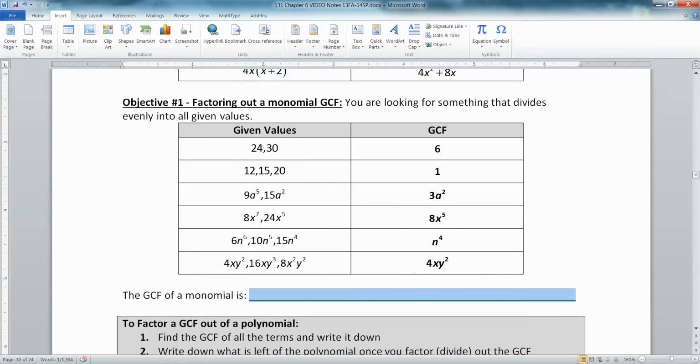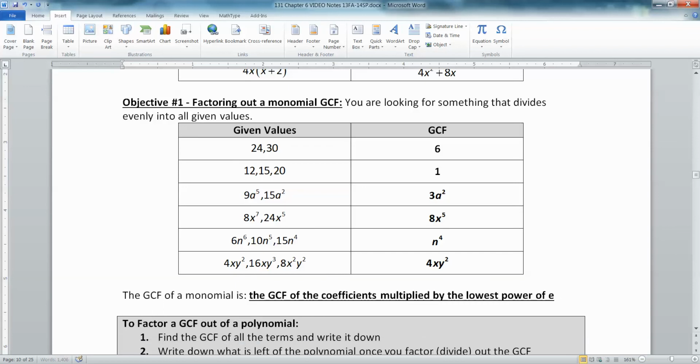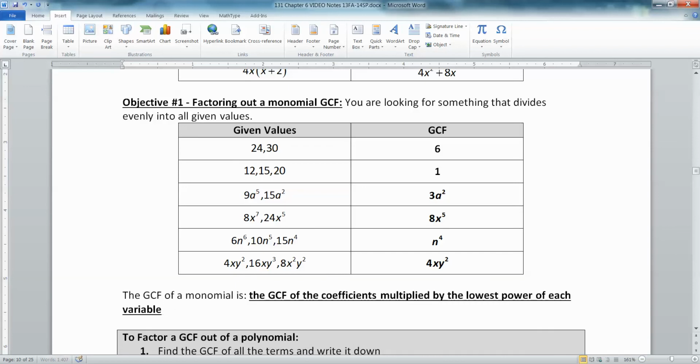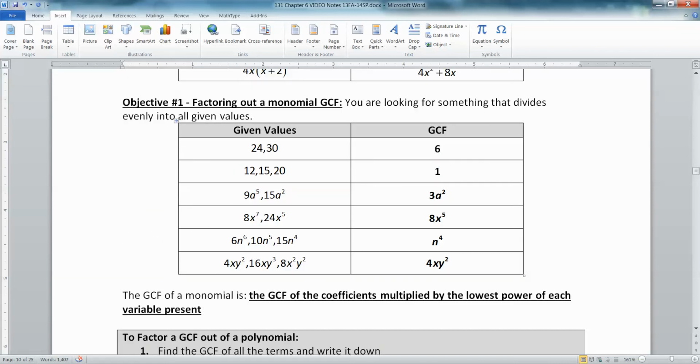So the GCF of the monomials, let's write this out, is the GCF, greatest common factor, of the coefficients multiplied by the lowest power of each variable present. It's got to be the lowest power because otherwise it won't divide out evenly, and that's the whole point, that you need to be a factor. Factor means it's going to divide out evenly.